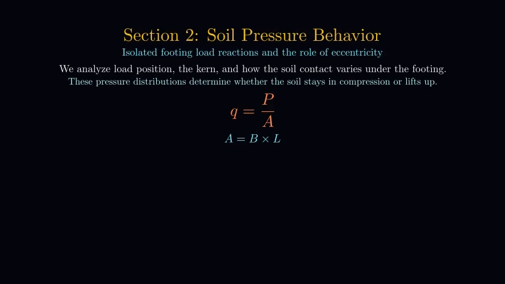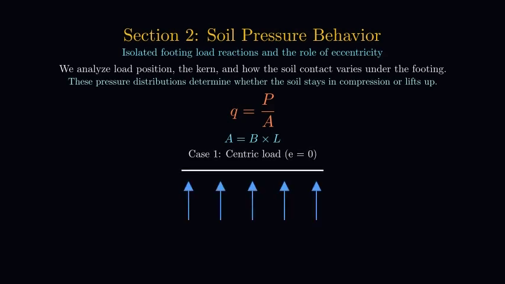Case 1 is centric loading with zero eccentricity. The load sits right in the middle, so the entire base shares the same soil pressure. The pressure is uniform and equal to P over A everywhere under the footing.